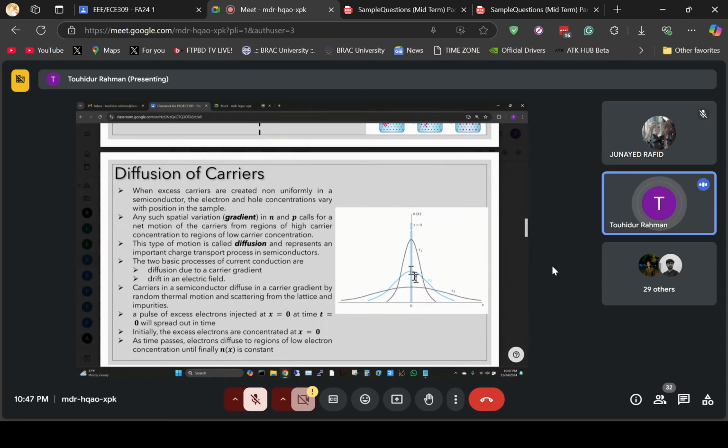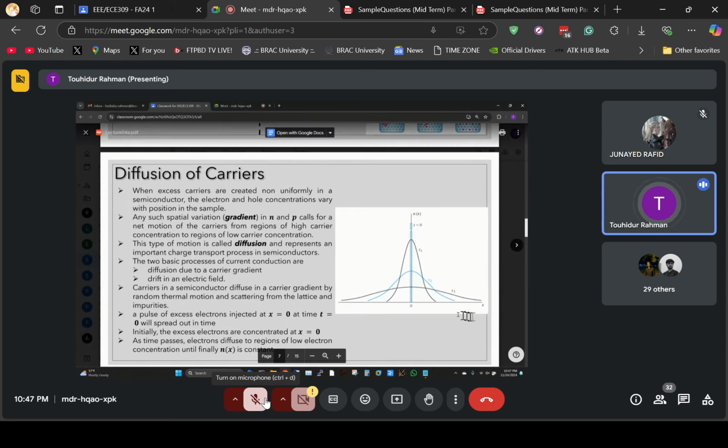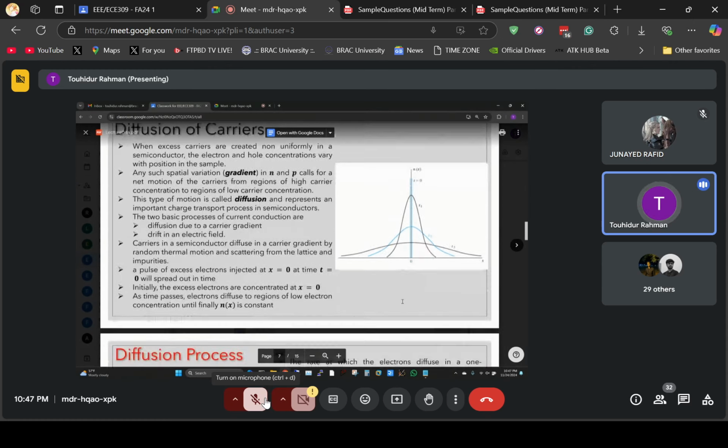Because of the diffusion, the carrier will spread out. As a result, the maximum carrier concentration, or the height of the carrier concentration, will drop, but the base of the carrier concentration will increase, because the area under the curve must be constant without recombination. So now, if we add recombination, what will happen? That was the question.